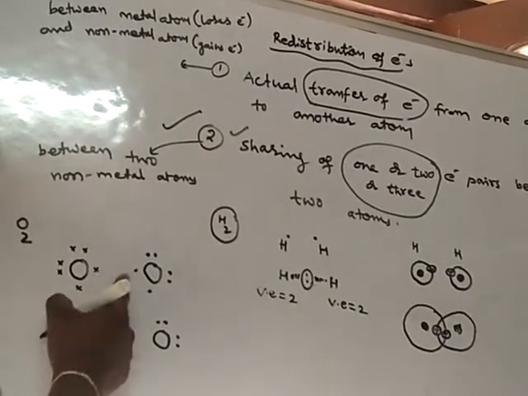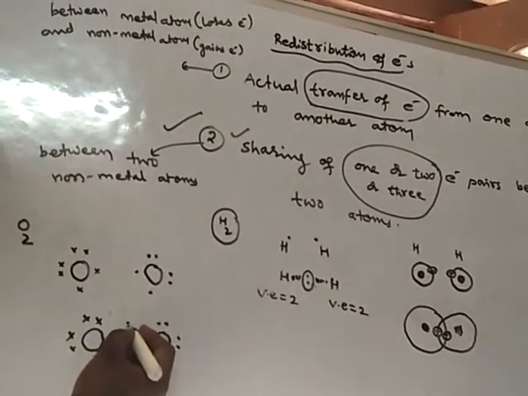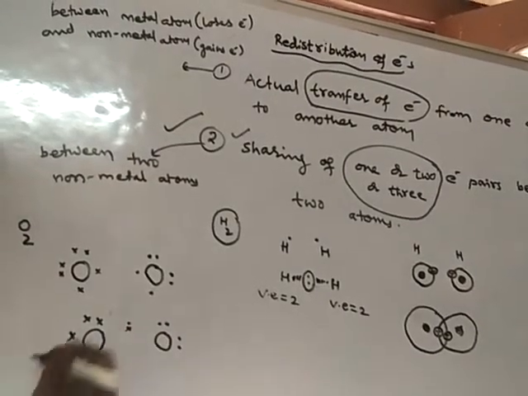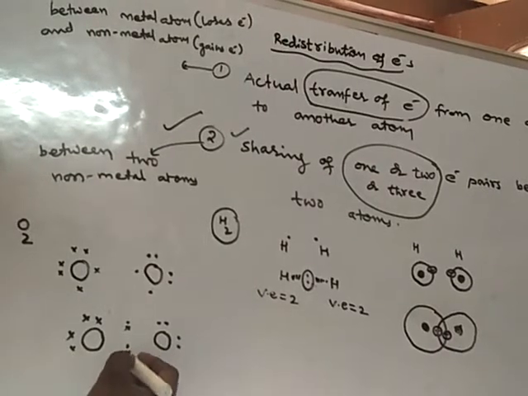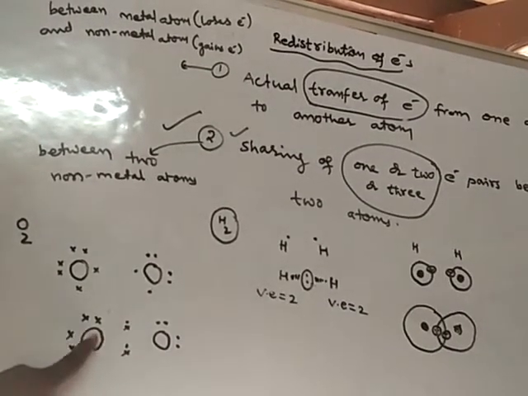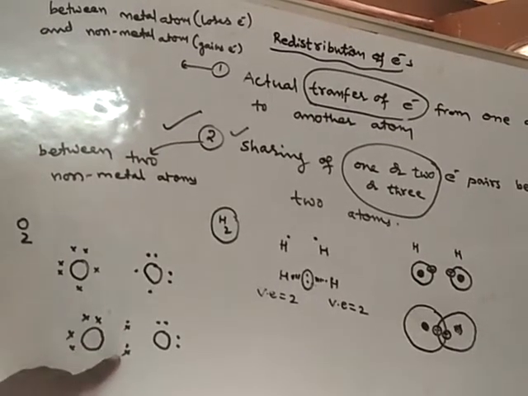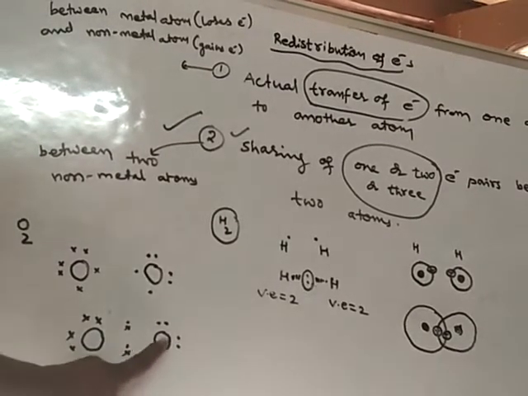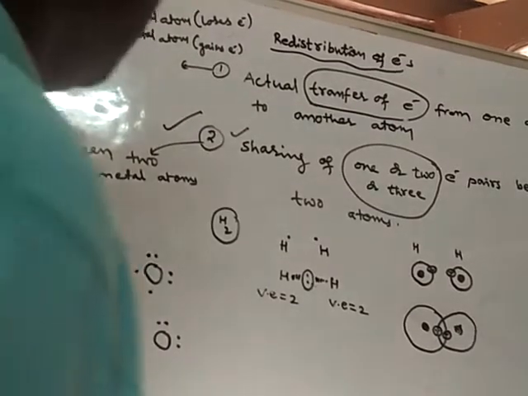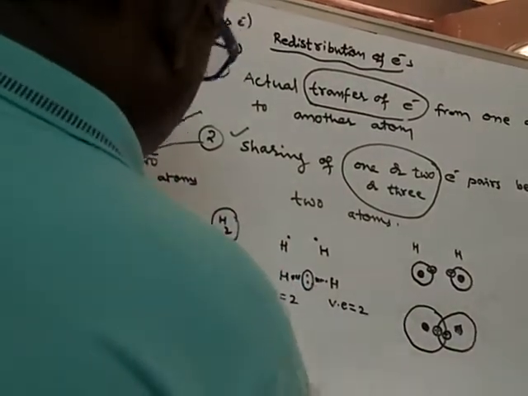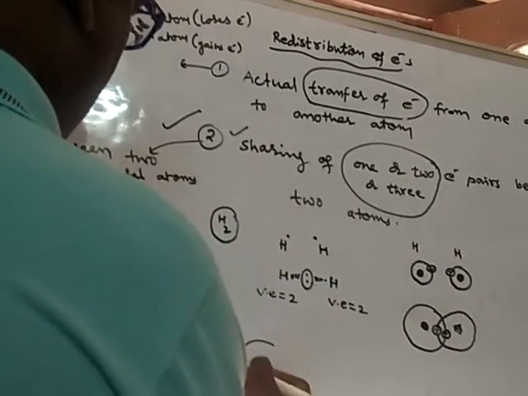So between these two, electrons will form a pair between the two atoms, and even these two electrons also will form a pair between the two atoms. Now what happened? So this atom starts attracting this electron pair as well as this electron pair, and even this atom also will start attracting this electron pair and this electron pair. So here I am drawing this oxygen molecule.